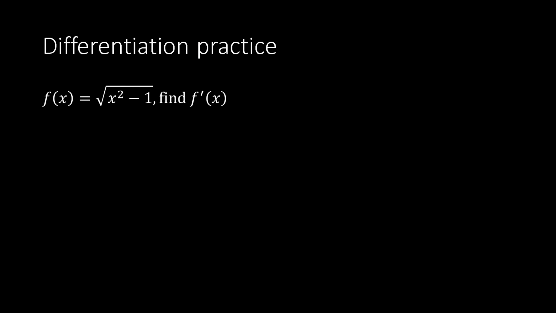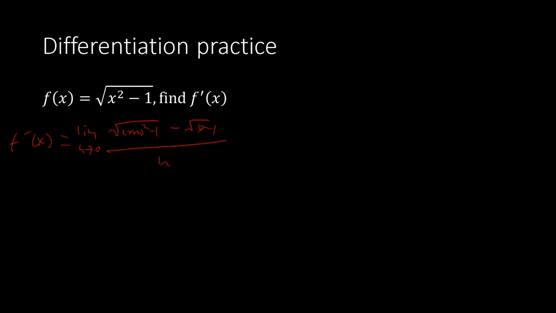Okay, next problem. Now we have a bit of a more complex thing. We have the derivative of square root of x squared minus 1. Let's just jump right into it. f prime of x equals the limit as h goes to 0 of square root of (x plus h) squared minus 1, minus square root of x squared minus 1, all over h.